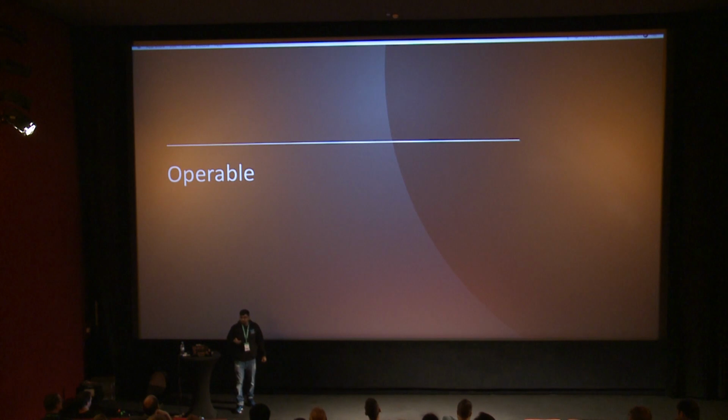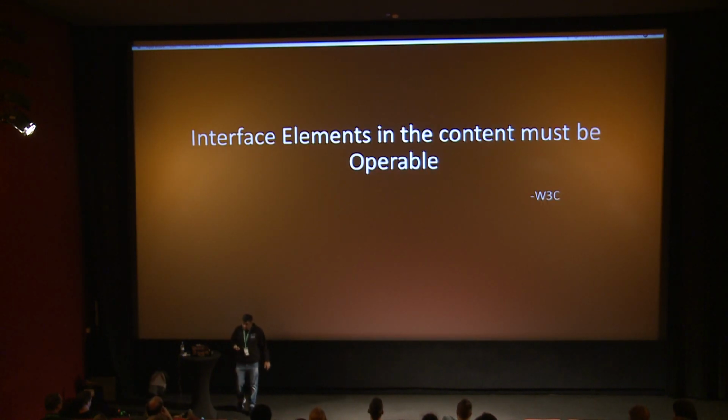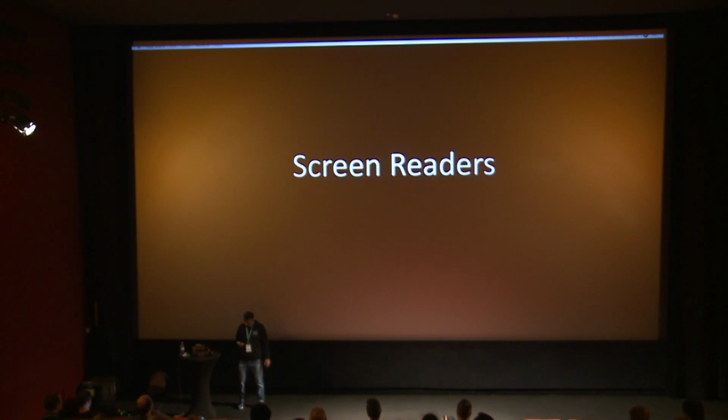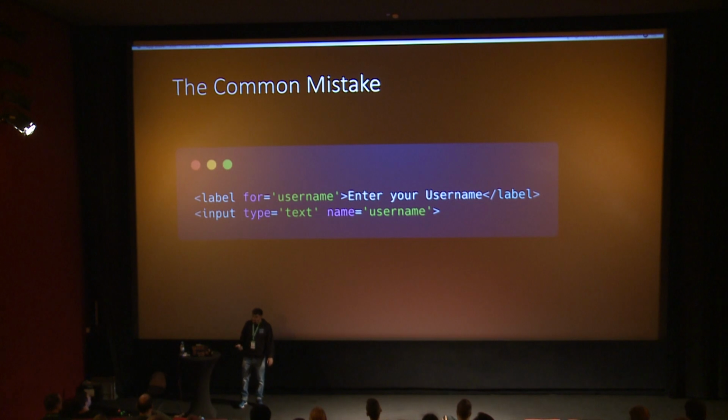The next principle which we are going to understand is operable. After perceivable, we come to operable, which means the user should be able to operate those elements which you are going to give them on the screen. Readers. Now, this is a common mistake which I have seen in a lot of websites.